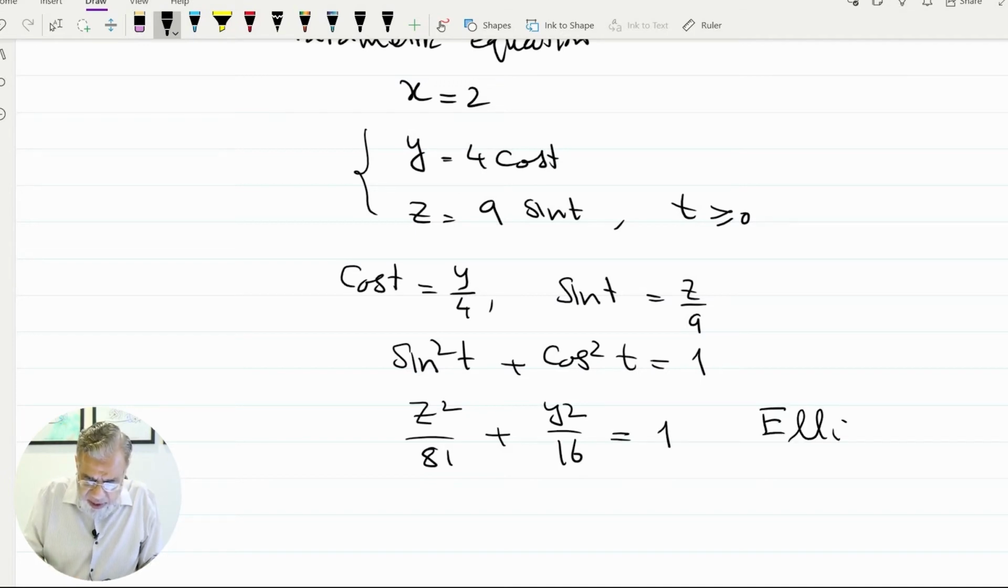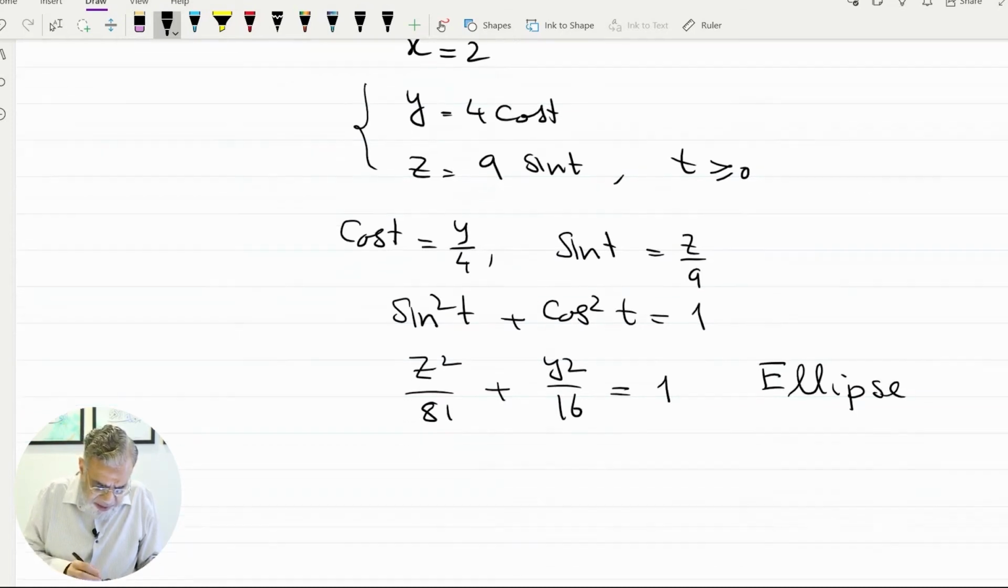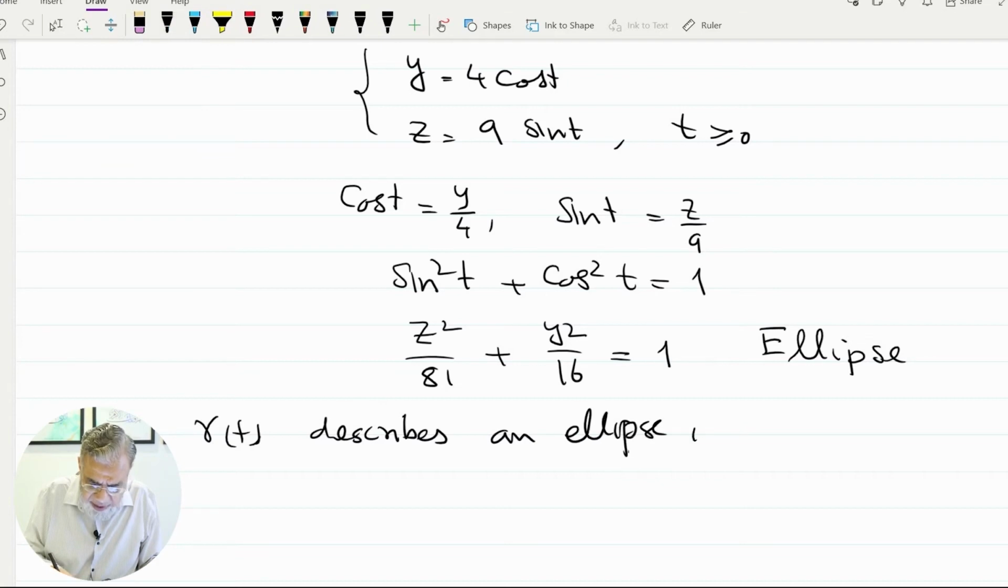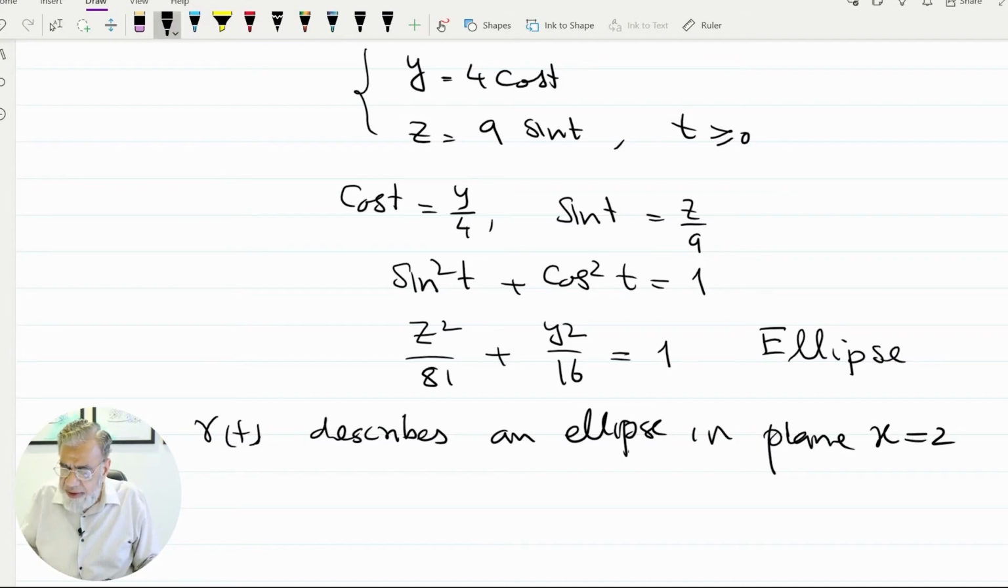So I can say that the graph of r of t describes an ellipse in the plane x equal to 2. So this ellipse is in the yz plane. This describes the ellipse in the plane x equal to 2, which is parallel to the yz plane. I can just describe this one.